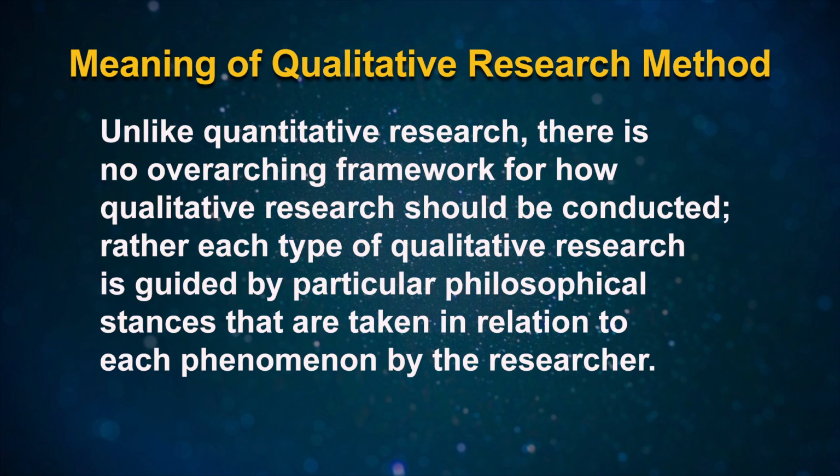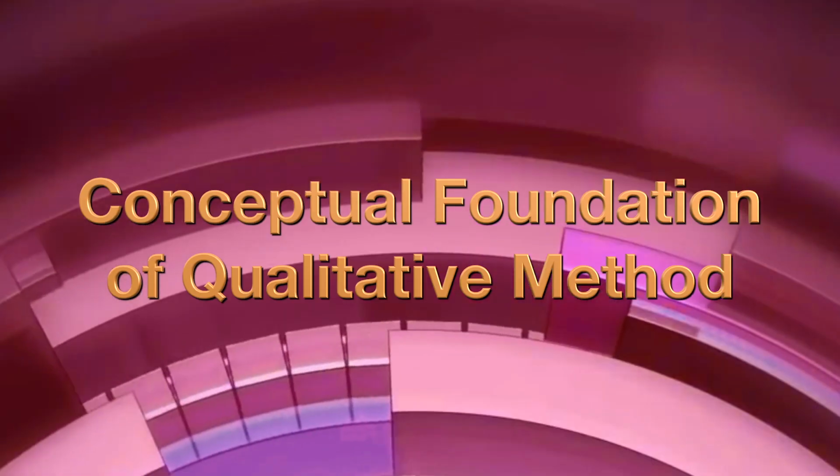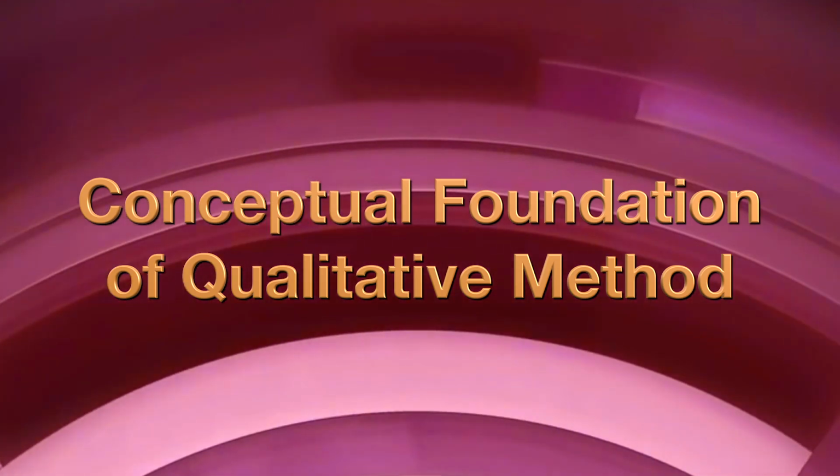Unlike quantitative research, there is no overarching framework for how qualitative research should be conducted. Rather, each type of qualitative research is guided by particular philosophical stance that are taken in relation to each phenomena by the researcher. The ultimate aim of qualitative method is to present multiple perspectives of a social phenomena in its contextual framework and provide an exhaustive and illustrative description that reflects the social world of research participants. Let's understand the conceptual foundation of qualitative method.